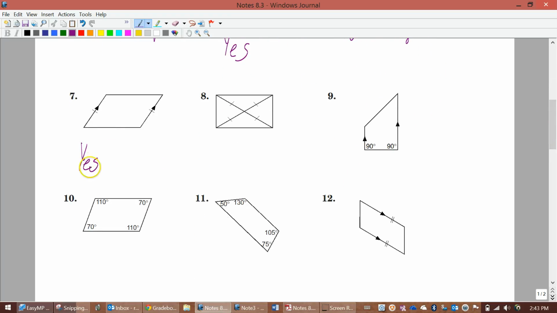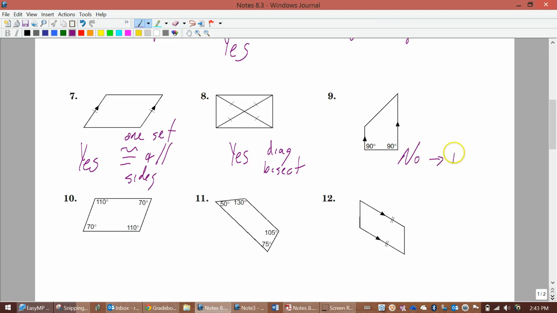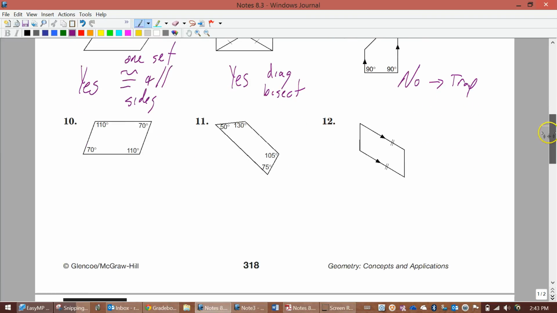Parallelogram? Yes. Congruent and parallel sides. One set. There's a set of congruent and parallel sides. 8, trap or parallelogram? Yes. Yes. Diagonals bisect, right? Number 9? No, it's a trapezoid, actually. Careful. It's a trap. Number 10? Opposite angles are congruent and consecutive angles are supplementary. Number 11? Nope.